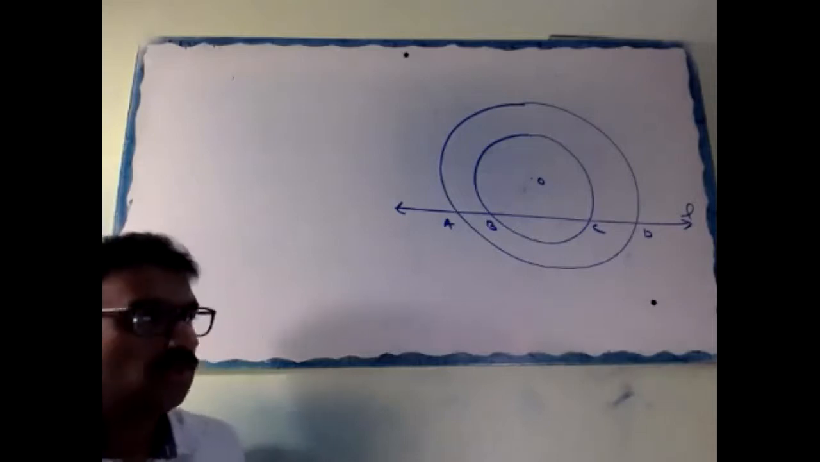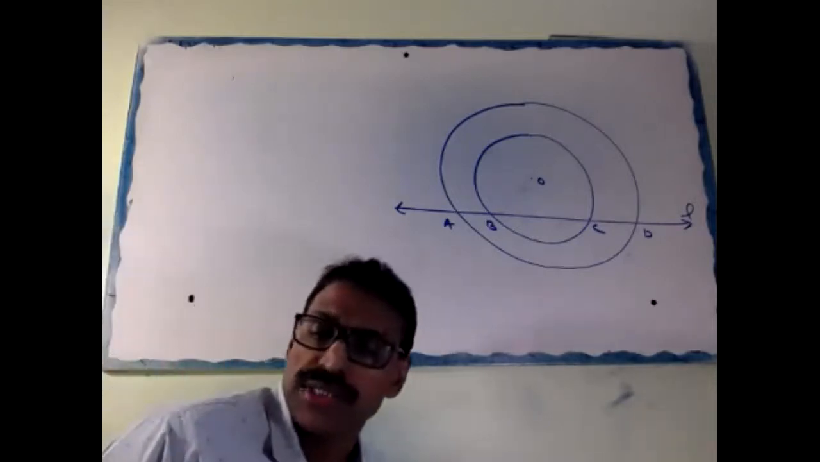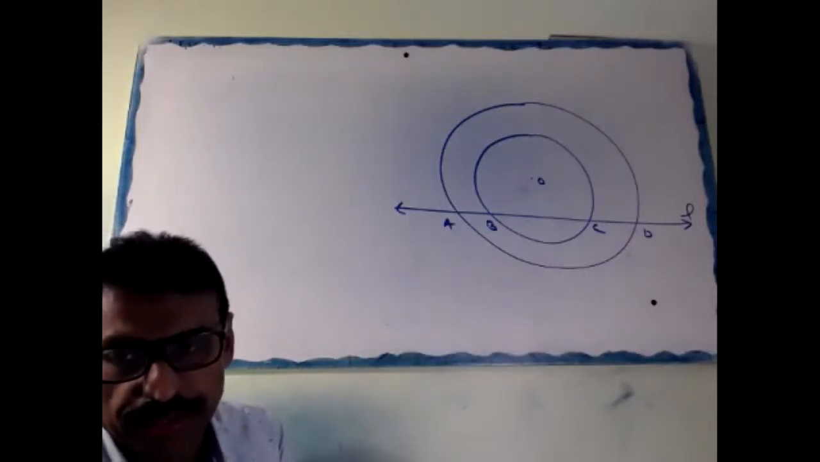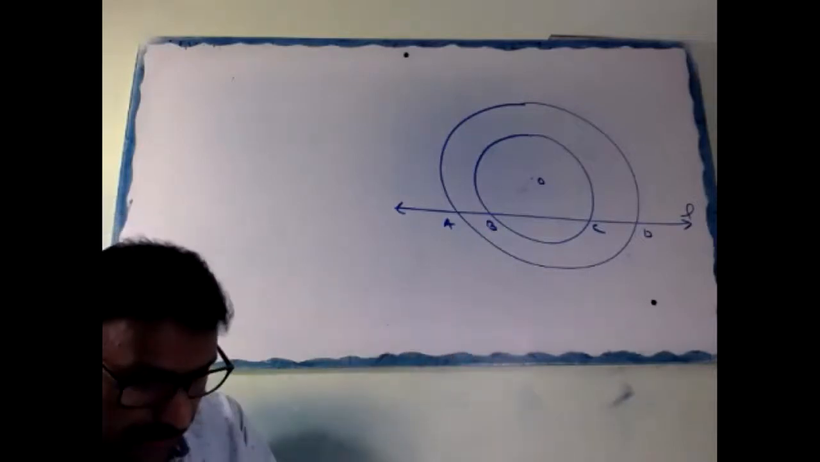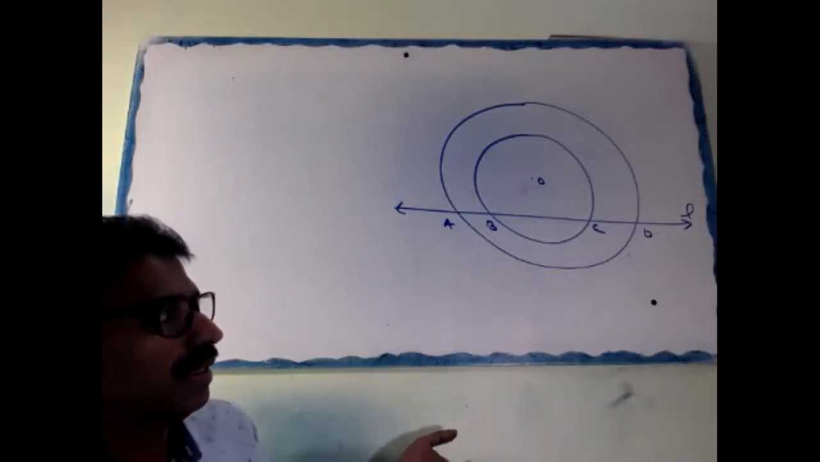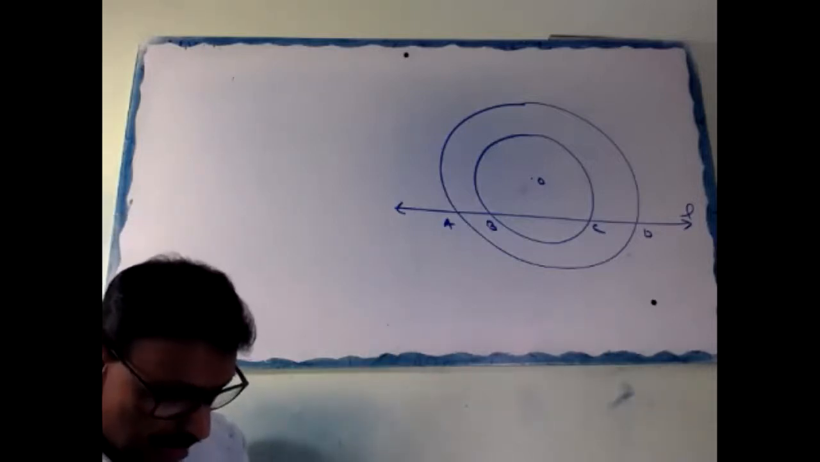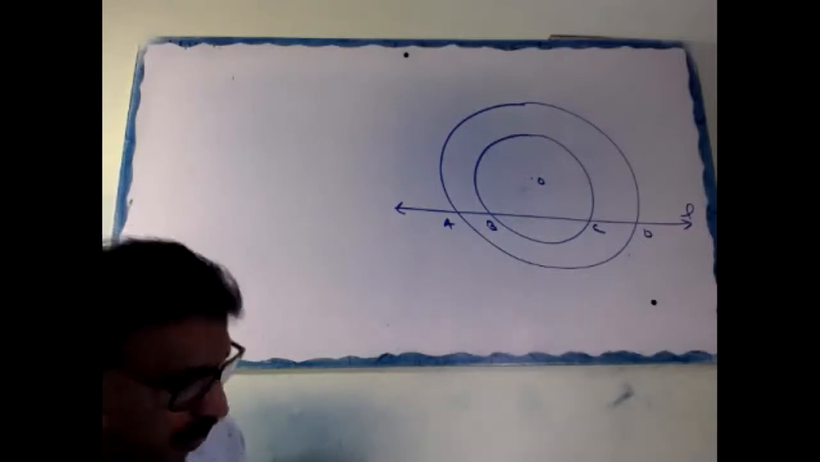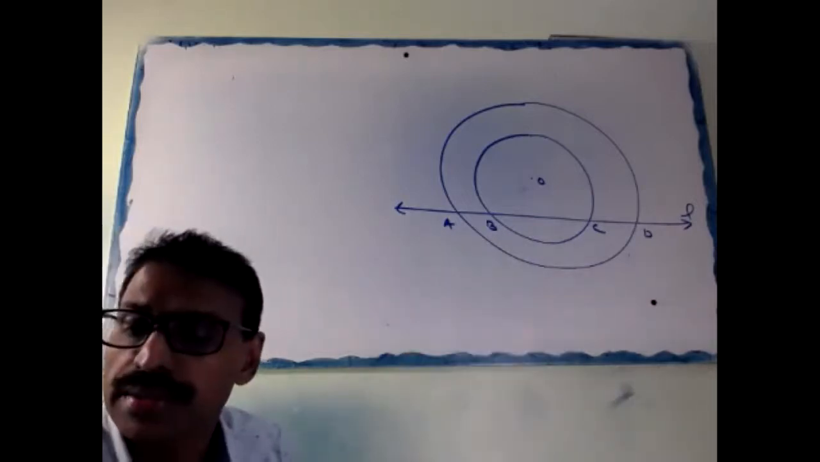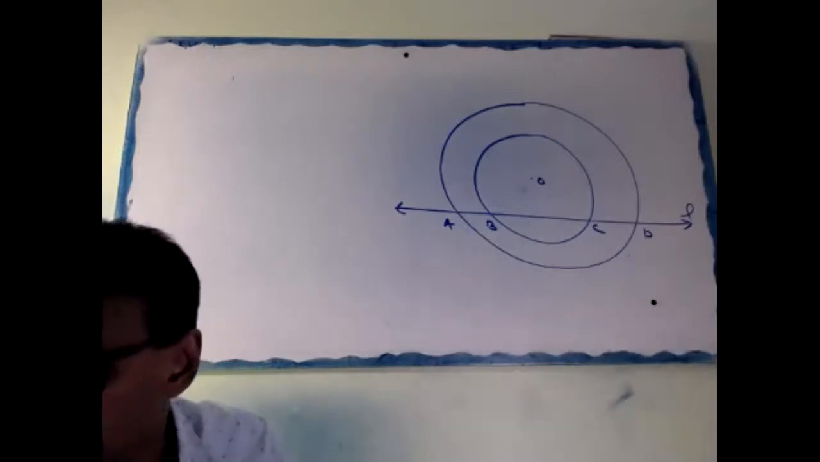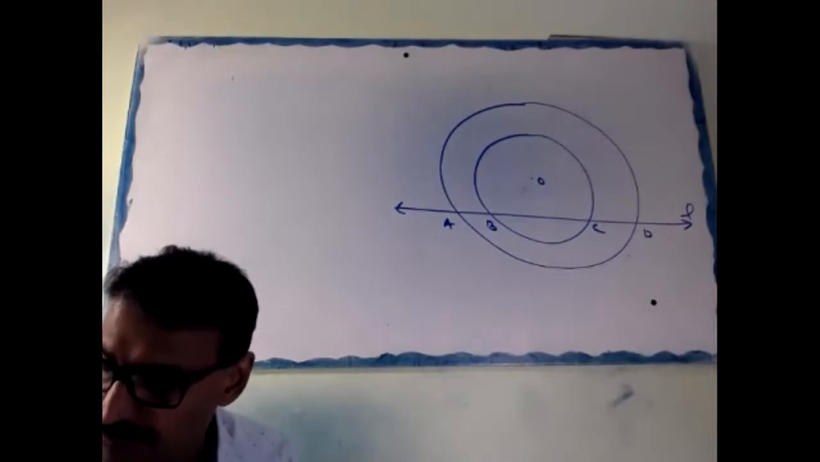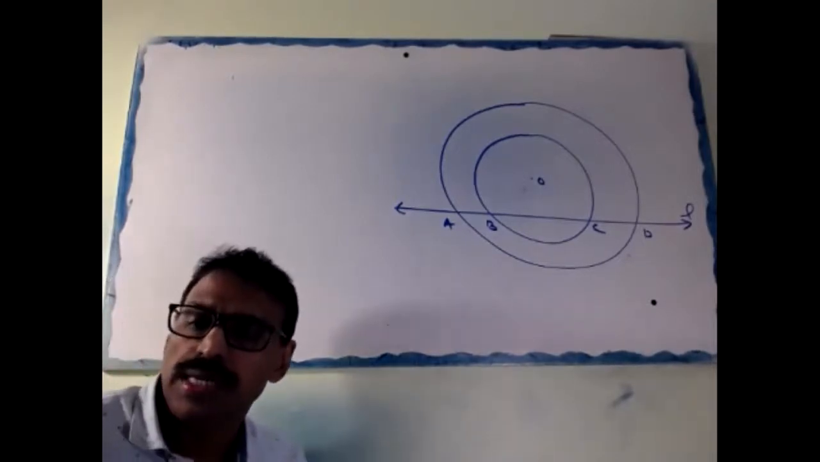Okay, so look here, the question. We started a new chapter. Okay, listen. I'm already recording, I'll give you the recording. L is a line intersecting the two concentric circles whose common center is O. At the points A, B, C, D, show that AB equals CD.